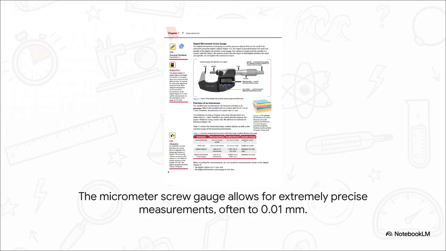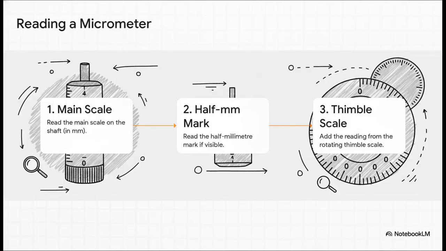And this is the tool you need, the micrometer screw gauge. This thing is just a masterpiece of engineering. It lets us measure tiny little thicknesses with unbelievable precision, often down to 1/100th of a millimeter. Now, reading one looks way more complicated than it is. It's actually a pretty simple process.